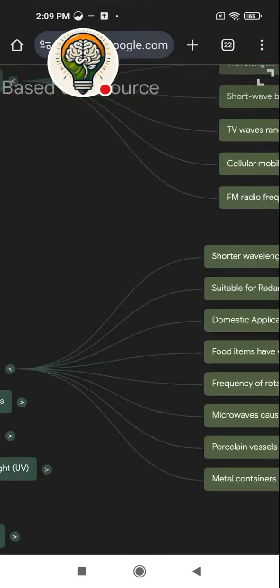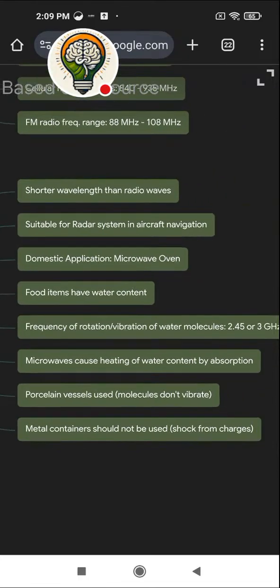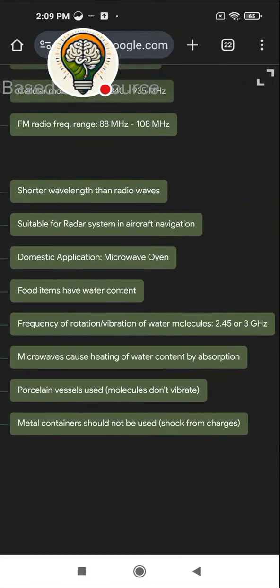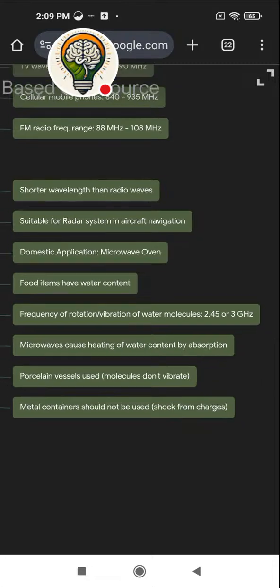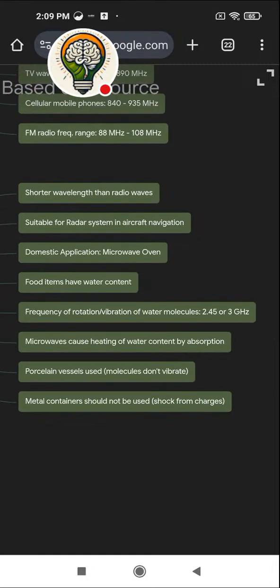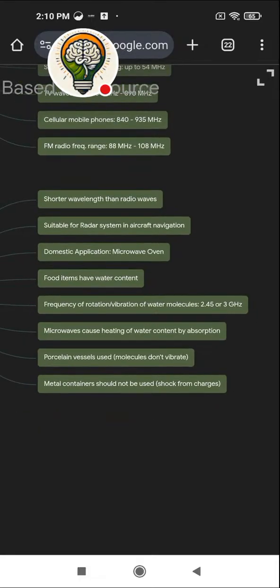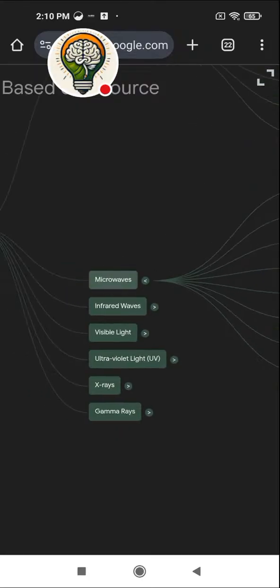Then the microwaves, with shorter wavelength than radio waves, suitable for radar systems in aircraft, navigation and domestic applications. In a microwave oven, food items have water content, and the frequency of rotation and vibration of water molecules is 2.45 to 3 gigahertz. Microwaves cause heating of water content by absorption. In porcelain vessels molecules don't vibrate, and metal containers should not be used because of shock from charges.